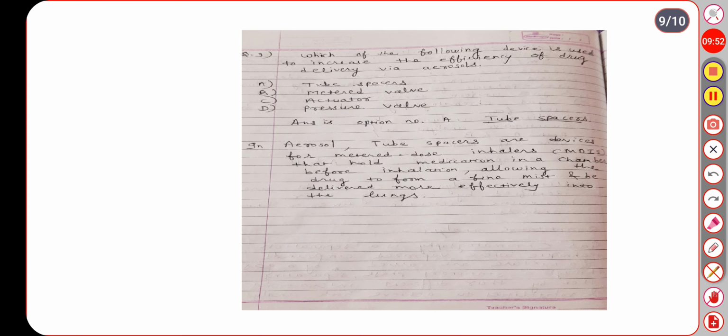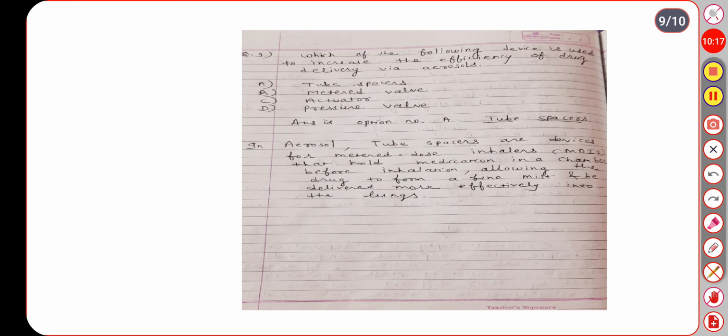Next question is question number 9. Which of the following device is used to increase the efficiency of drug delivery via aerosols? Options are: first, tube spacers; second, metered valve; third, actuator; and fourth is the pressure valve. The answer of the above question is option number A, that is tube spacers.